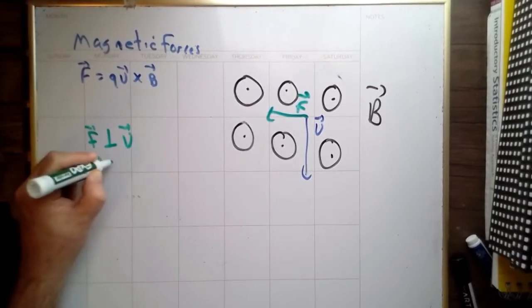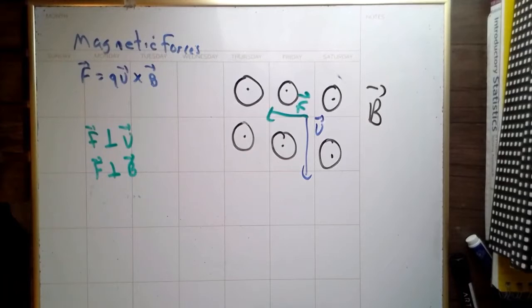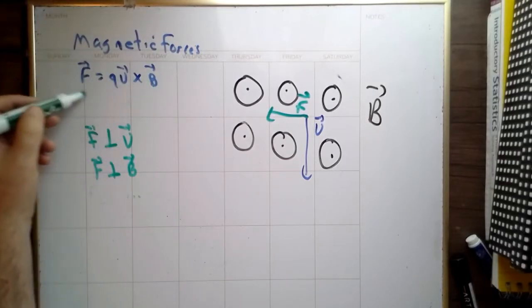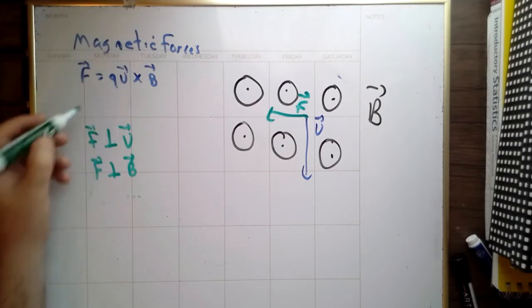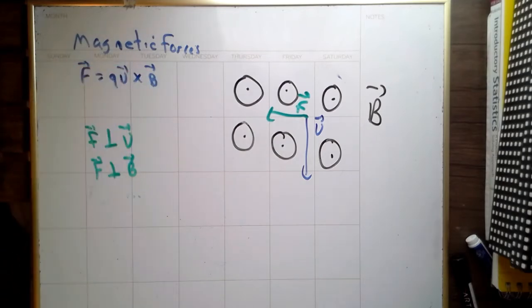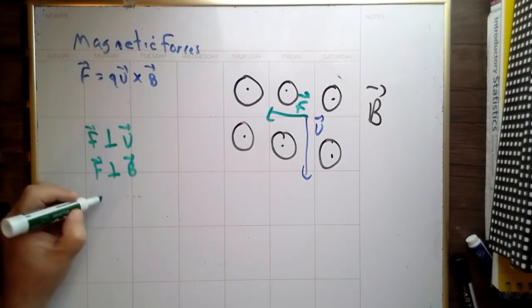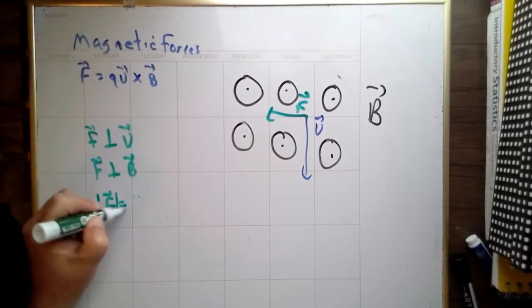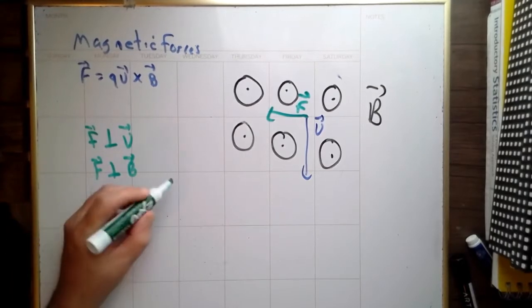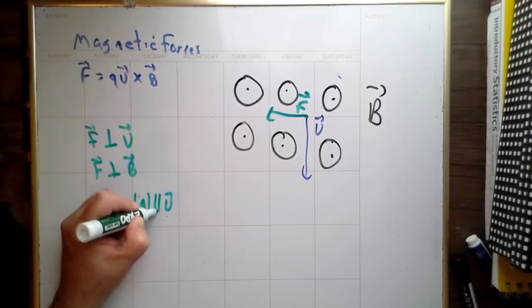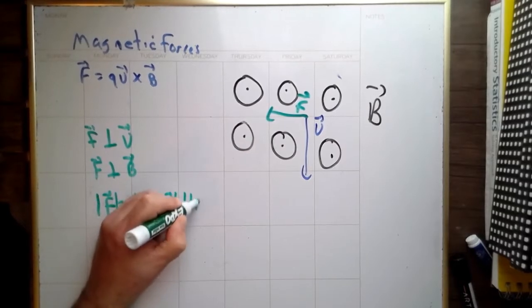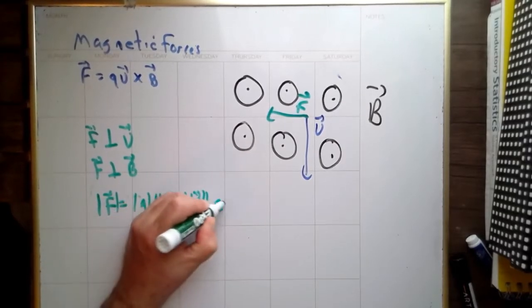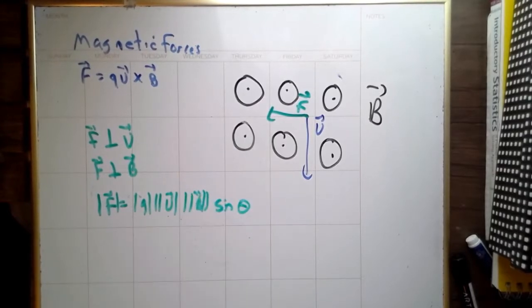And F is perpendicular to B. Now that just gives us direction. Everything we're saying here is direction. What about magnitude? Well, you may or may not remember how to find the magnitude of a cross product. We could just calculate the cross product, which is kind of a pain, or the magnitude of a cross product will be Q here, in absolute value, magnitude of V, magnitude of B, times the sine of the angle between V and B.